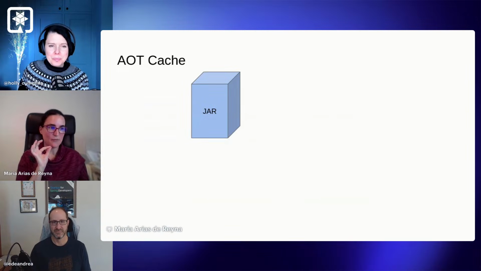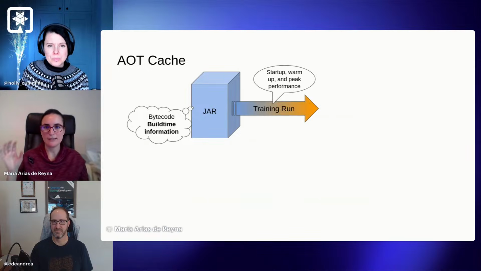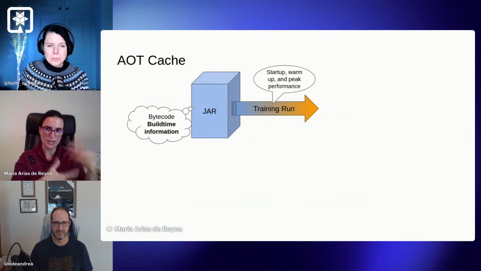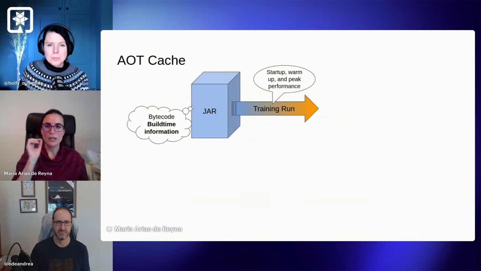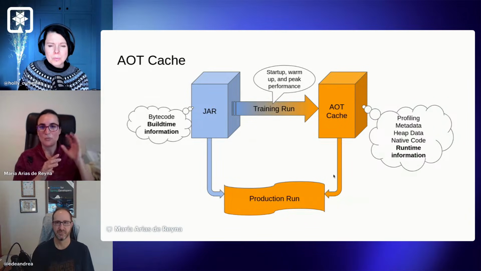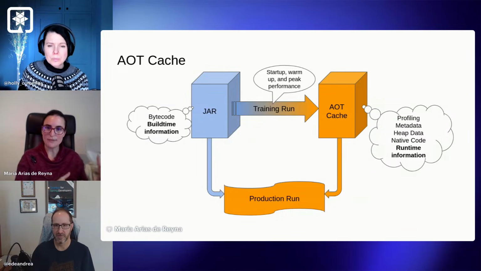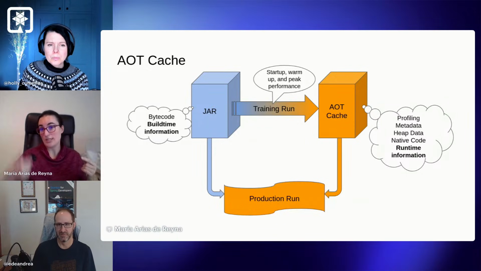So this is the idea. You have the jar file. You have build time information, the bytecode, basically. You do kind of a training run in which you get the startup, warmup, peak performance. You get the hot runtime information, and then you generate an AOT cache. An AOT cache, with all the runtime information, profiling, metadata, heap data, native code, whatever. And then when you run the production run using the same jar file, you inject also the cache, and then it's hot directly. That's the theory.